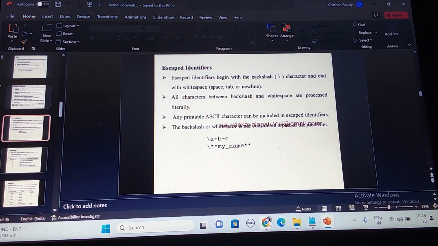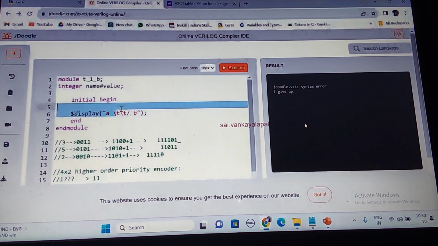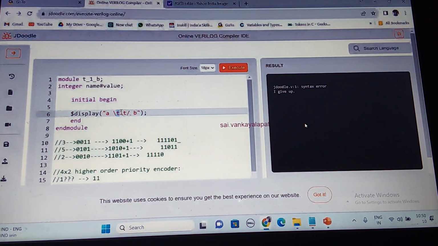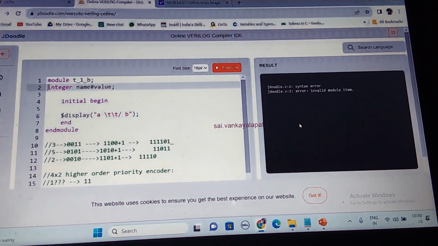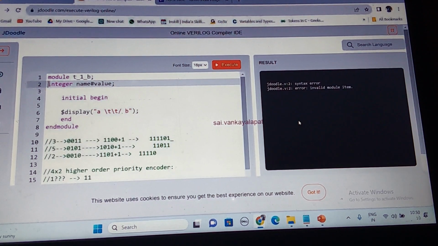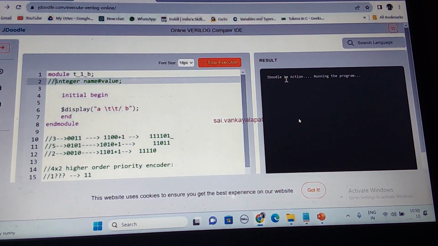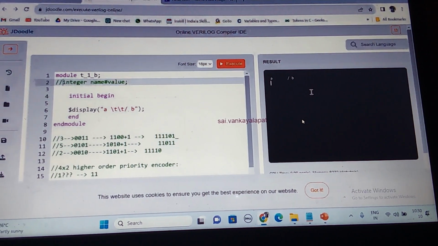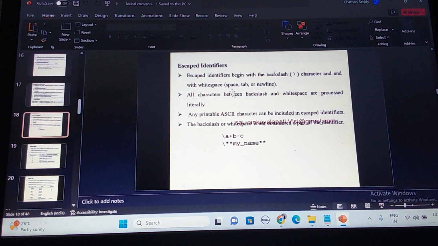Now let us come to this one. If I'm writing backslash, backslash, this is one of the escape identifiers. So how is the output going to be? This escape character is denoted by one backslash. Now it is giving two spaces and printing one forward slash and D. So line number 2 is wrong. Why is it wrong? Syntax error, because I'm using hash. To write an identifier, this is not allowed. Right? Now it is giving two tab spaces here and then forward slash B. So this escape identifier begins with the backslash character and ends with white space, tab, or a new line.